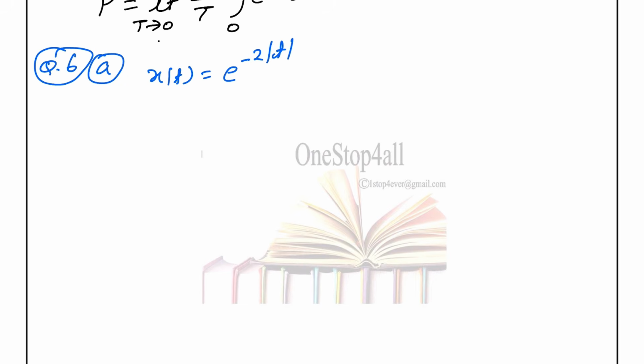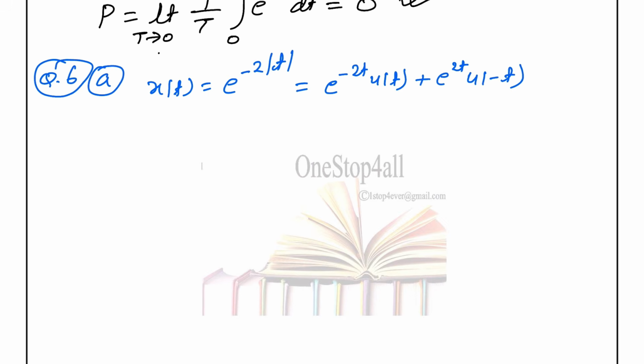Now, for this one, how will we solve? This signal can also be written as e to the power minus 2t u of t plus e to the power plus 2t into u of minus t. For the second part, mod of t with minus t becomes, the minus will become plus 2t into u of minus t. This is expanded like this. Now, how will we solve this one?